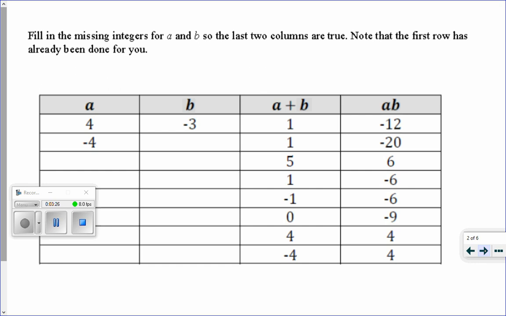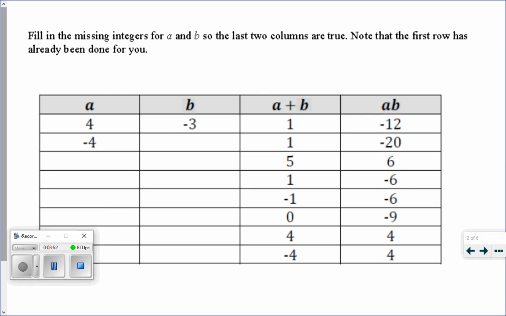For lack of a better word, I always just call this magic numbers. I don't know that that's official, but I always say, hey, find the magic numbers. And what we're going to practice is understanding the relationship between two numbers: what is their sum, or what do they equal when you combine them, versus what is their product, okay? So let's practice that with this little table right here.